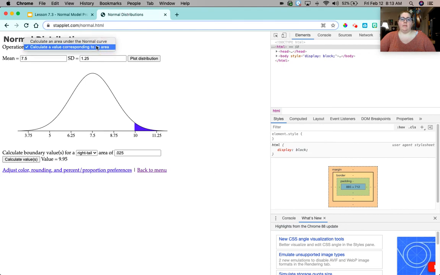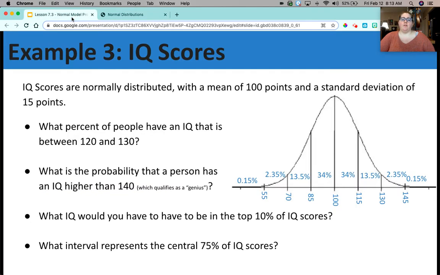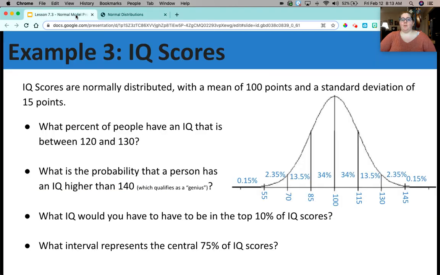I'm going to click at the top back to calculating an area under the normal curve. So when you are asked for a percentage, what percent of people, what is the probability of, and so on, we are calculating an area. So that's one thing to look for. When I'm looking for a percentage or a probability, I'm calculating an area.